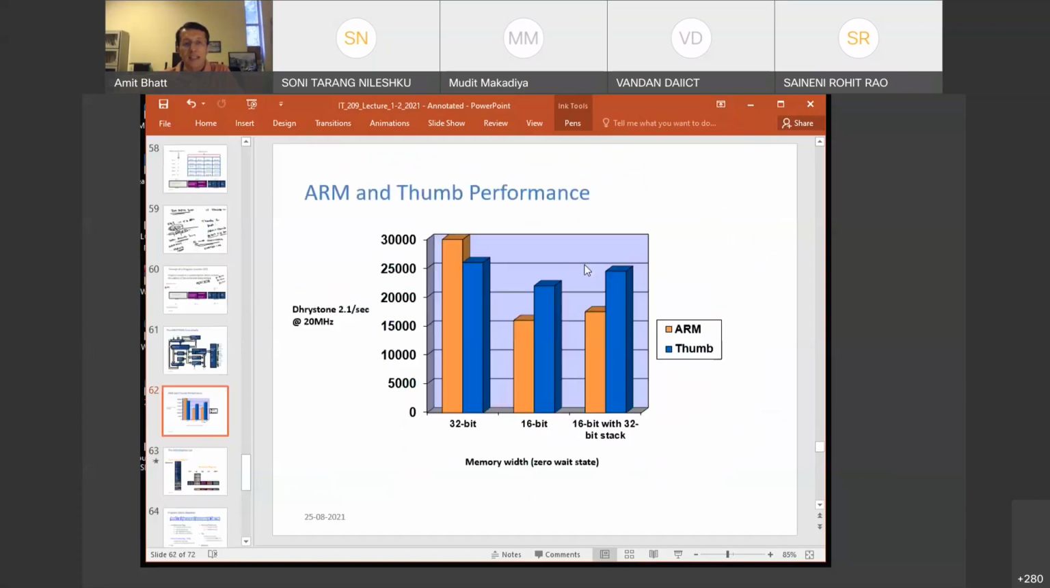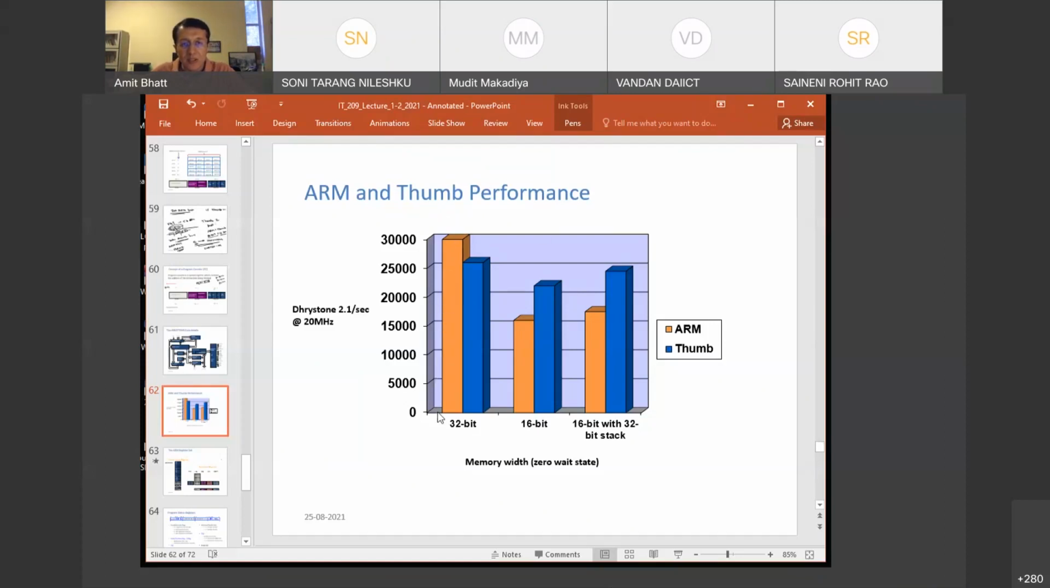Before we jump into my interrupt model, you must be wondering: you are given 2 instruction sets, and you are saying it is saving memory. So which one is better? Is ARM better or Thumb better? And here is your exact answer. This is your performance scale, right?